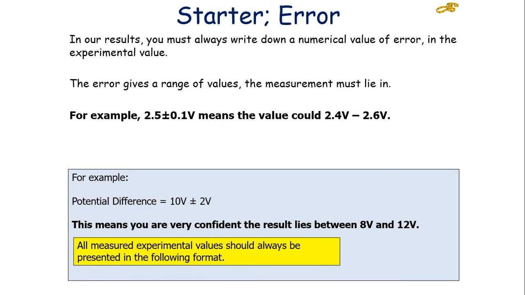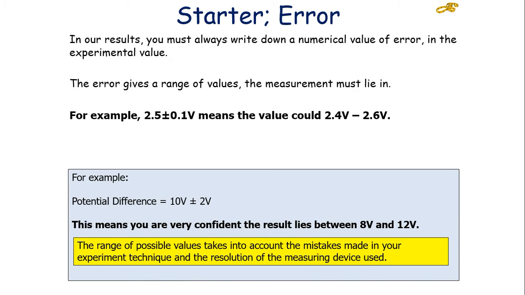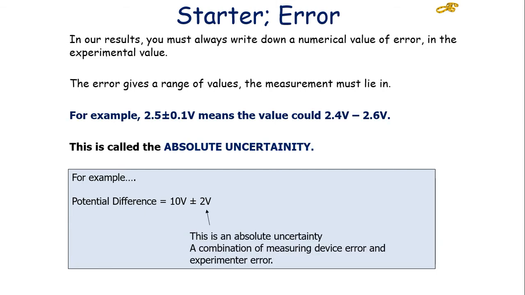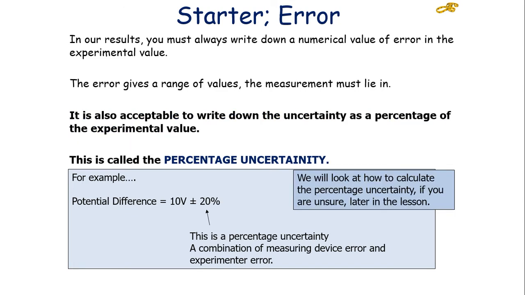Now, all experimental values should be presented in this format with an uncertainty. The range of possible values takes into account the mistakes you make with your experimental technique and the resolution of the measuring device used. Now, you can have things called absolute uncertainty. That is a numerical value, which is the combination of measuring error and experimenter error. But you can also have percentage uncertainty, which is a measurement of the percentage of the uncertainty compared to the value that you are using.